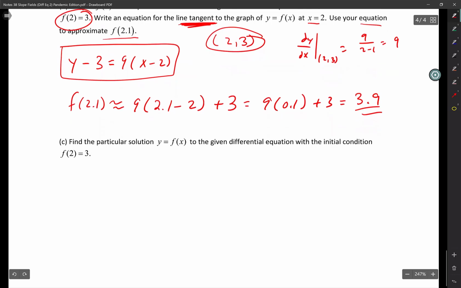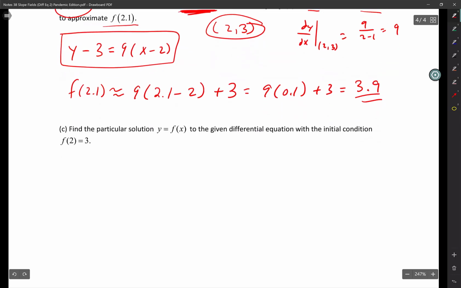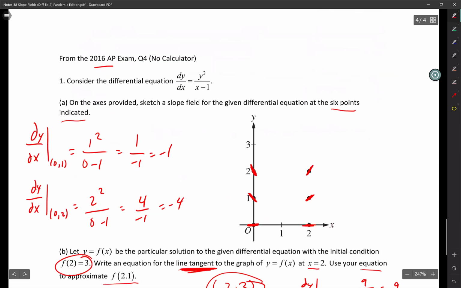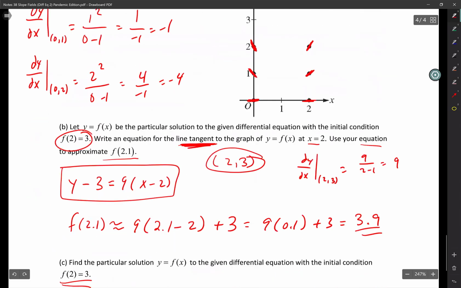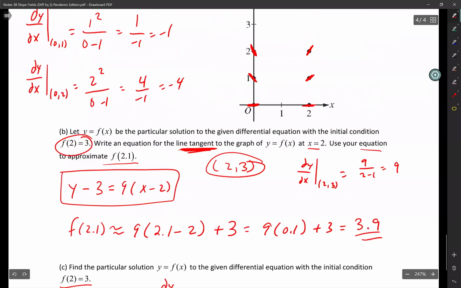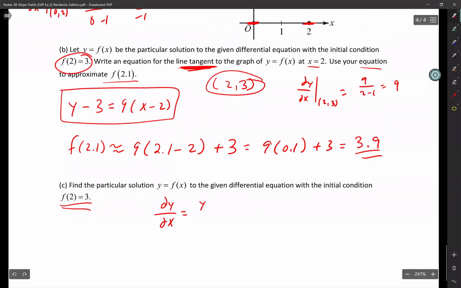All right, last one, letter C. Find a particular solution, y equals f of x, to the given differential equation with the initial condition f of 2 equals 3. Okay, I love when they ask these questions because there are so many free points. First thing you do, write this guy. Look at all the free points they give you. Well, we haven't looked at the rubric yet, but y squared over x minus 1. We'll look at the rubric right now.